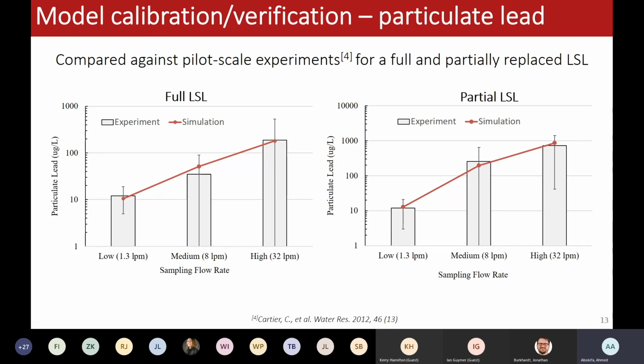Another important thing, which I'm going to come to later, is the huge variability in the release of particulate lead, especially under medium and high flow rates for both full lead service line and partial lead service line. And that actually tells us something about how this should be better modeled, which again, I'm going to come to later. But basically, this tells us something very interesting, that for the same pipe, under the same flow condition, you could get a huge variability in the release of particulate lead.